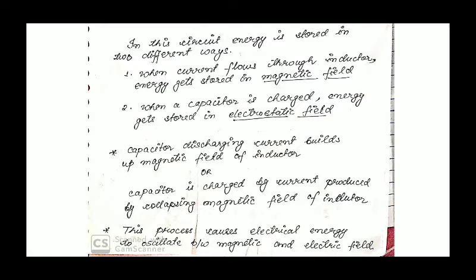Now what will happen when the capacitor discharges? Inductor builds up its magnetic field, and when the magnetic field of the inductor collapses, capacitor gets charged. So the oscillation occurs between this electrostatic field and magnetic field, and this process continues.